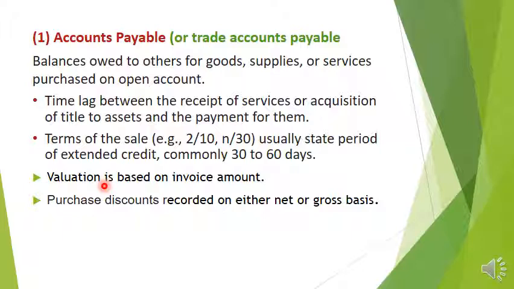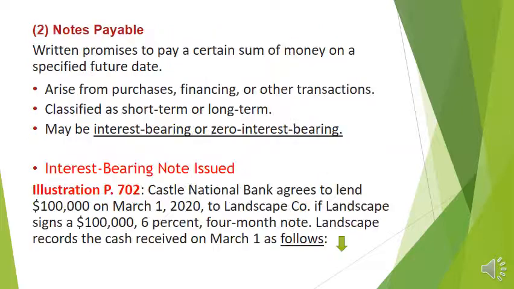Valuation is based on invoice amount. The purchase discounts are recorded on either a net or gross basis. We covered purchase discounts when we talked about inventory and how it is recorded at the net amount or the gross amount. The second type of current liabilities is notes payable.